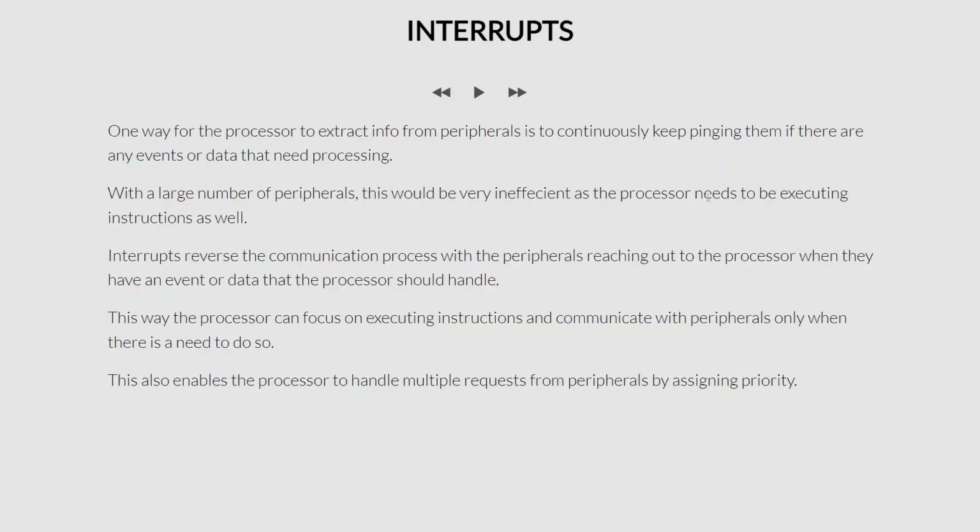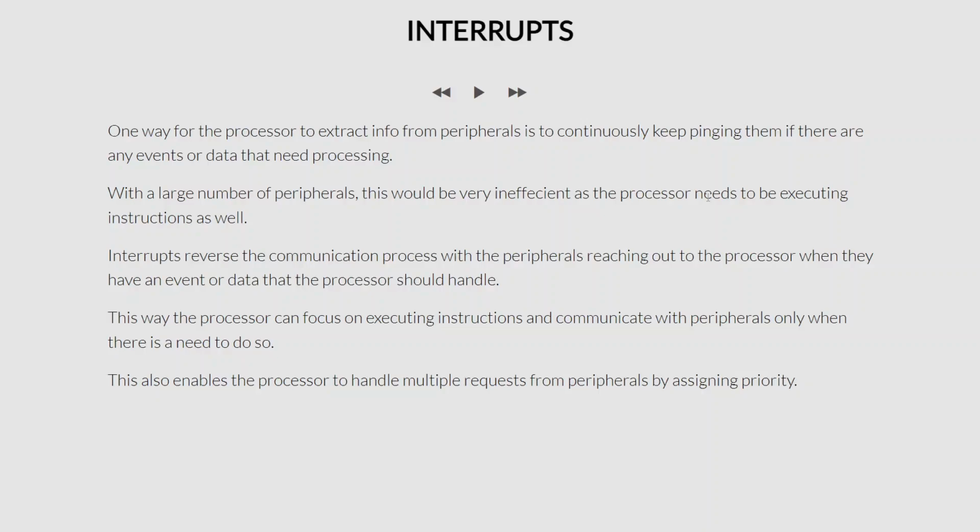So, just another brief background: there are two ways in which the processor can communicate with peripherals, right? One possible way is that the processor can continuously keep pinging all the peripherals, asking them if there is any event or data that needs to be processed by the processor. So in this case, it is the processor that goes to the peripherals. Now, the problem is when you have a large number of peripherals, and that is the case with a microcontroller like the F28069 and most other modern microcontrollers, it will be very inefficient if you are asking the processor to go around pinging the peripherals.